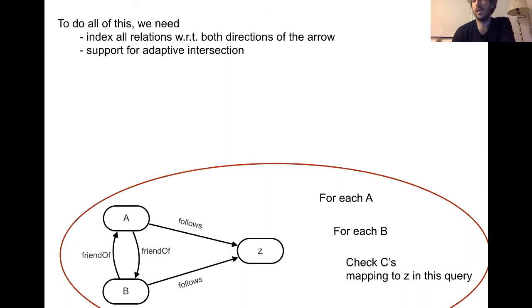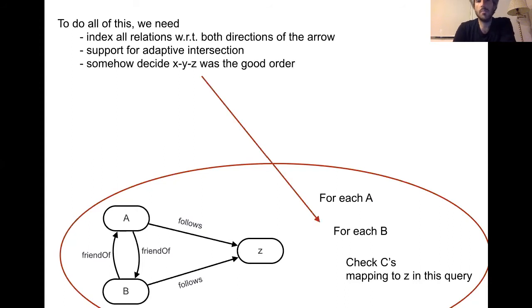And there are some more technical things. You need support for adaptive intersection, which is not necessarily something that systems can normally do. And this is also important: you need to somehow decide that XYZ was a good order for this query, because if we decide, for instance, to start looking for Z first, we're going to end up with a similar algorithm, but instead we're going to look for all values for Z, and for each of these values, we're going to produce a new pattern, and so on.